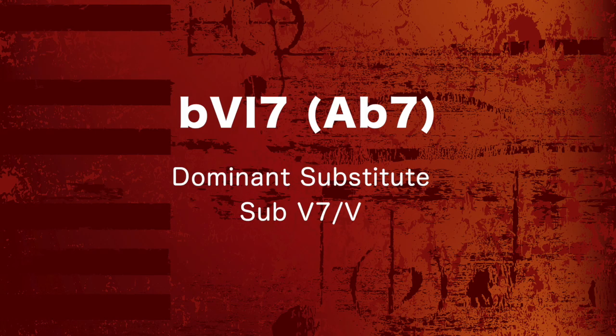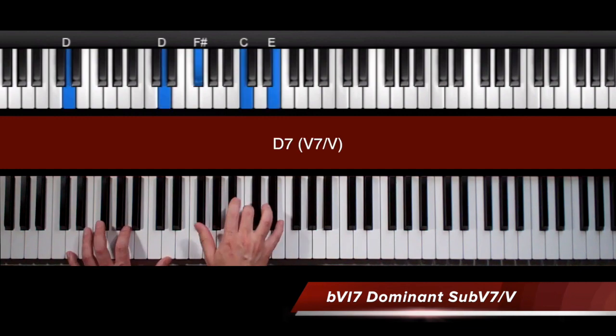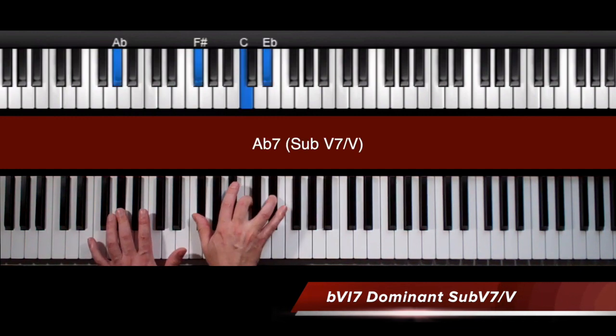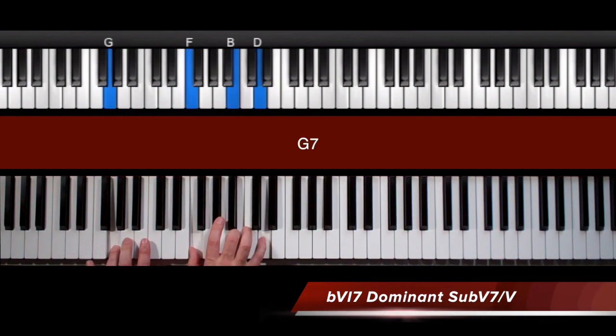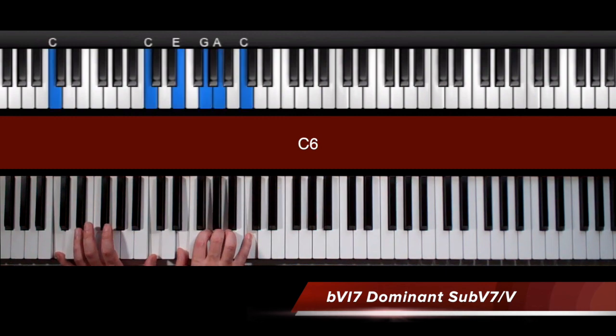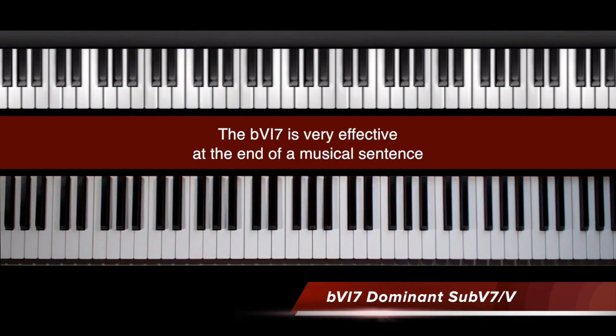The flat 6-7 is a dominant substitute to D7, which is a relative of G7. So we can use it as a passing chord going from D7 to G7 and back to C. This chord is actually great to use at the end of a musical sentence. Let's play it, see how it sounds like.